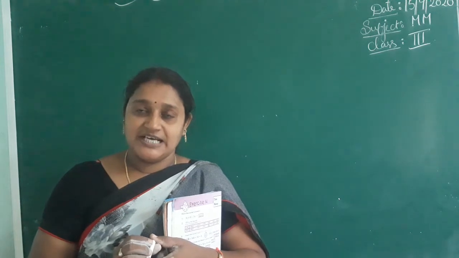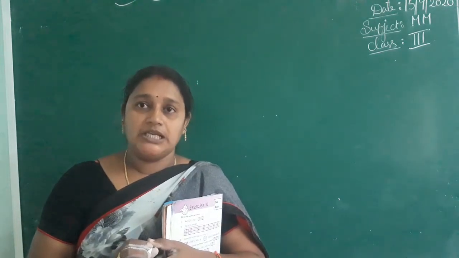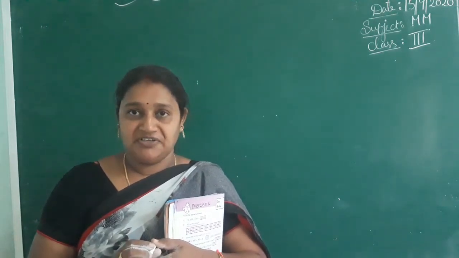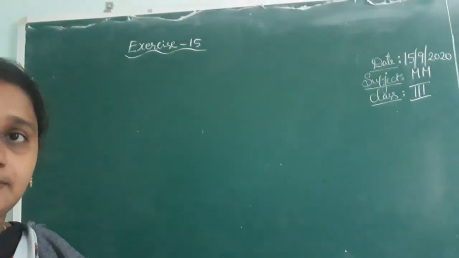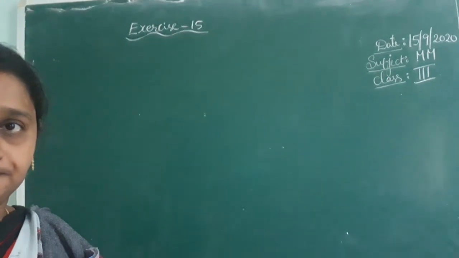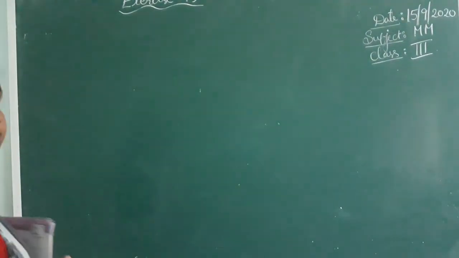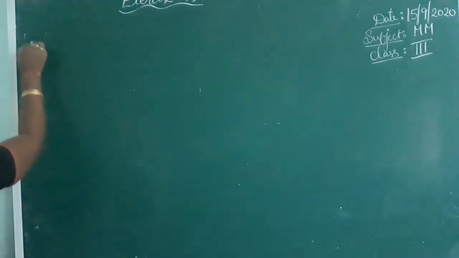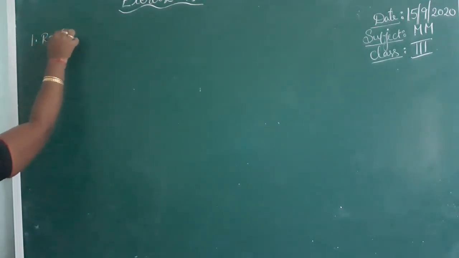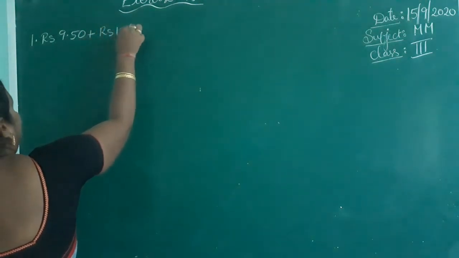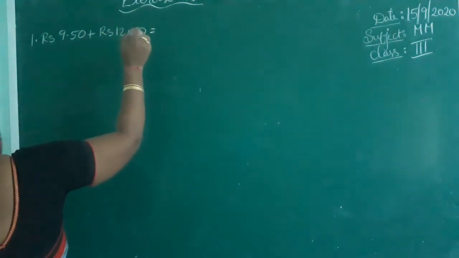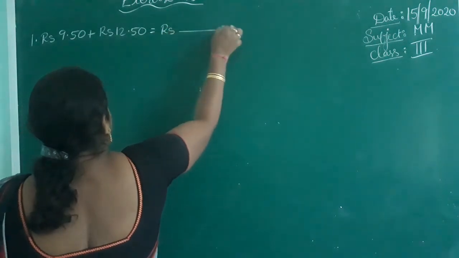Okay, in the previous class we completed exercise 14. Now I'm going to start exercise 15, children. In exercise 15, first one: rupees 9 rupee 50 paisa plus rupees 12 rupee 50 paisa equal to rupees how much?